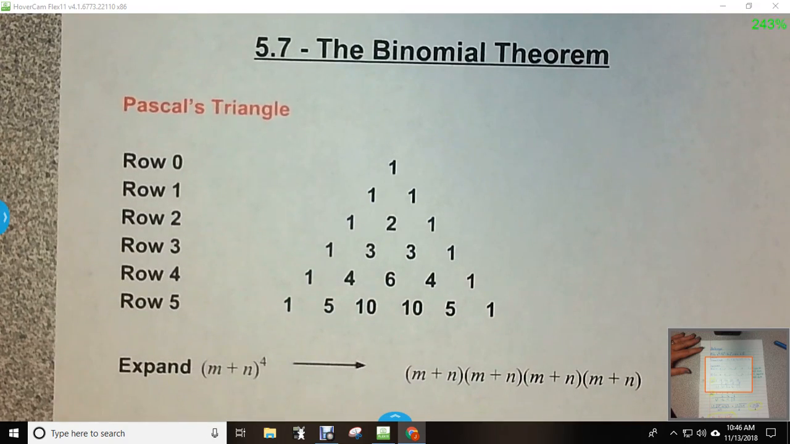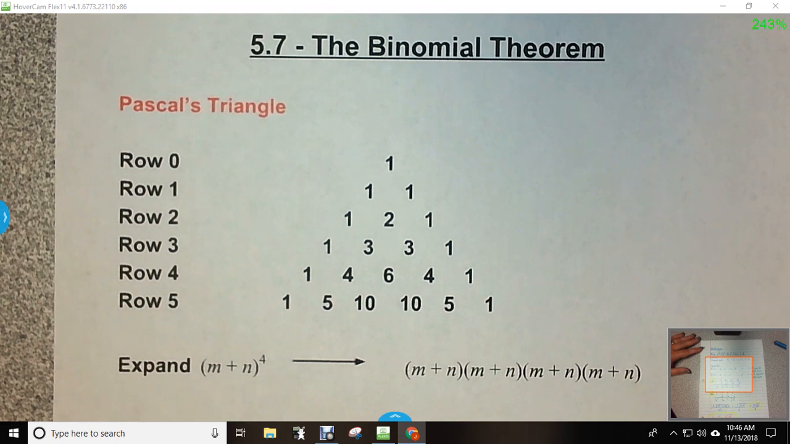All right, guys, so what we're going to start with for section 5.7 is about the binomial theorem and Pascal's triangle. There you've got a picture of the triangle, but you do not have to memorize it. It is real easy to recreate.